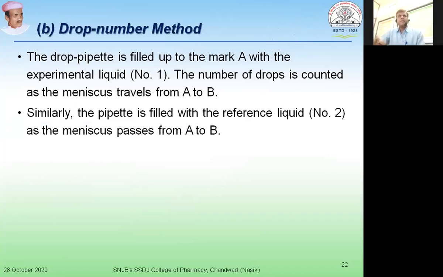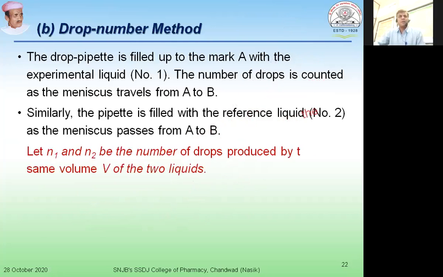Clean the pipette, clean that stalagmometer, dry it, and fill it with the reference liquid, say for example water, and allow the drops to form as the meniscus passes from mark A to mark B. Note it down. So you have got the number of drops of the reference liquid from mark A to mark B, and the number of drops of the experimental liquid when it runs from mark A to mark B.